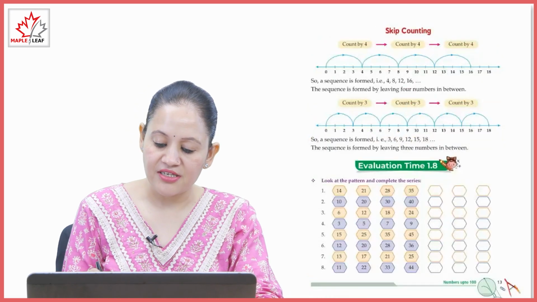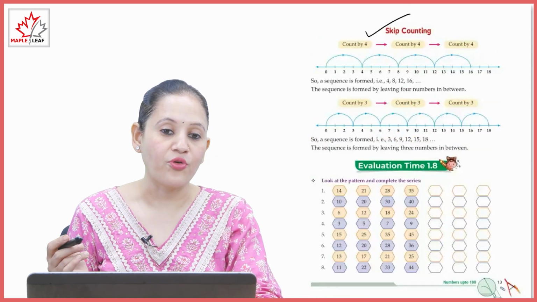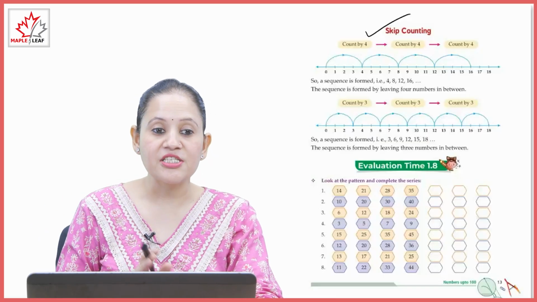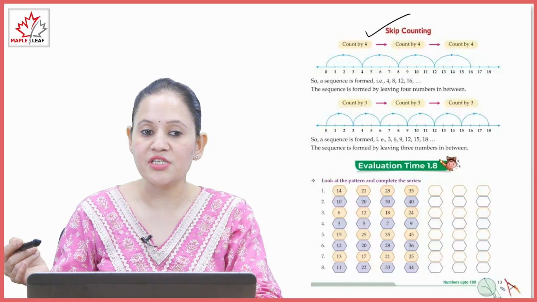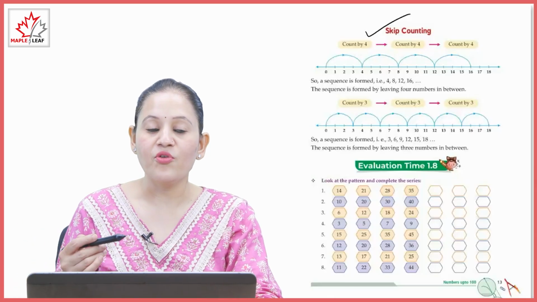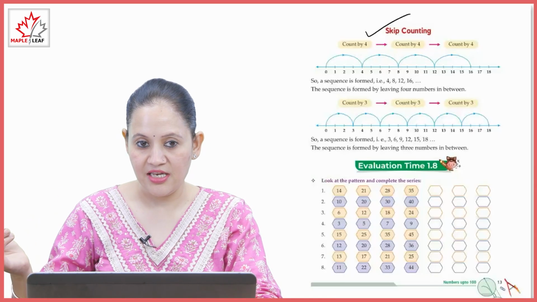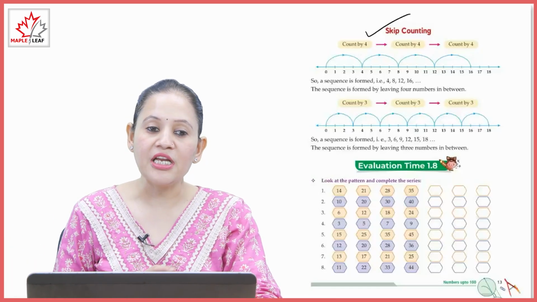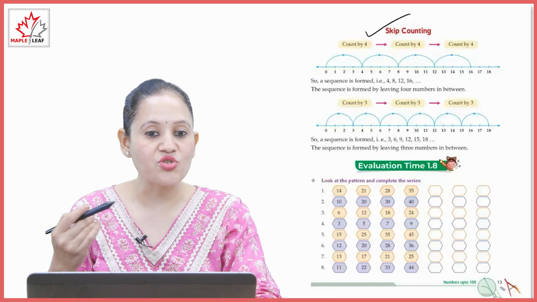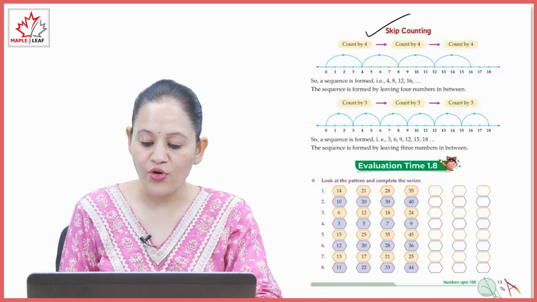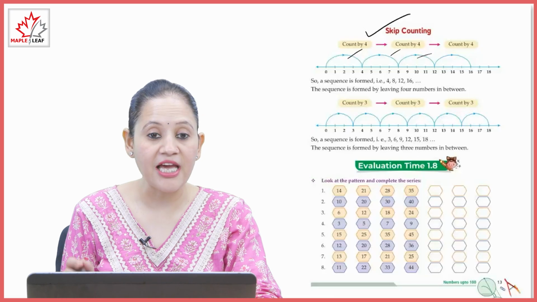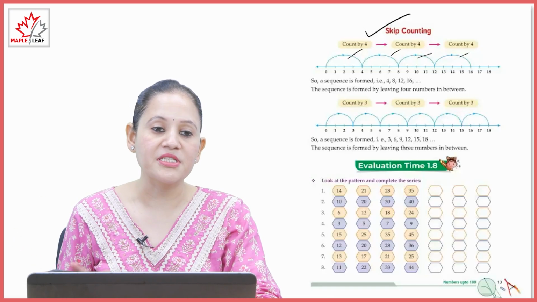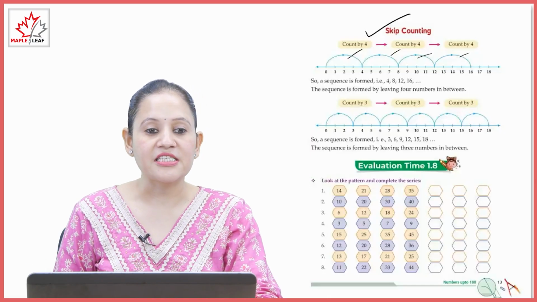Next is skip counting. So count by 4 means we have to skip 3 numbers and move to the 4th number. Like 0 से हमने क्या किया? 1, 2, 3 को skip किया and 4th number. Again 4 के 5, 6, 7 को skip किया 8, 9, 10, 11 को skip किया 12. Clear? So it forms a sequence. 4, 8, 12, 16 you can see. 4, then 8, then 12 and then 16 इस तरीके से होगा. So the sequence is forming by leaving 3 numbers in between. Clear?